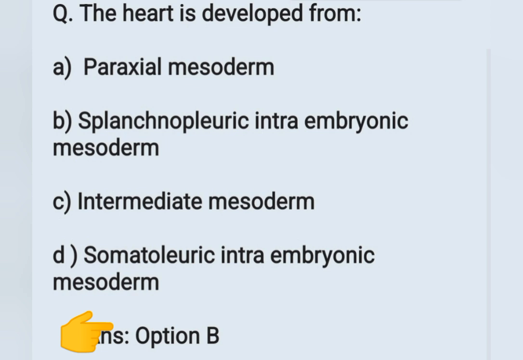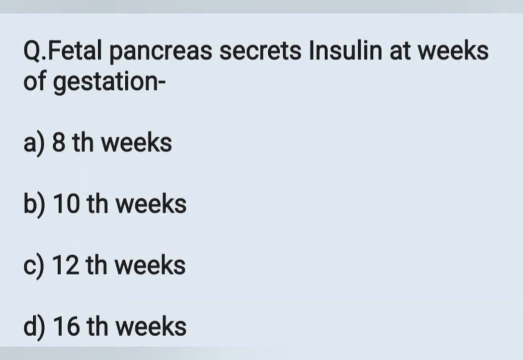During the embryonic period, the cardiovascular system, pericardial, pleural and peritoneal cavity, then cartilage, muscles, bone, gonads, spleen, genital tract, most of these organs are developed from mesodermal layers. Here they specifically given which layer of mesoderm. So the correct answer is option B. Move on to the next question.